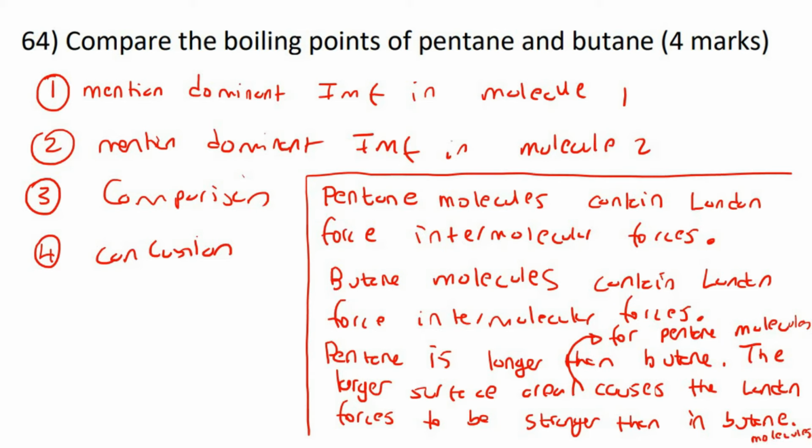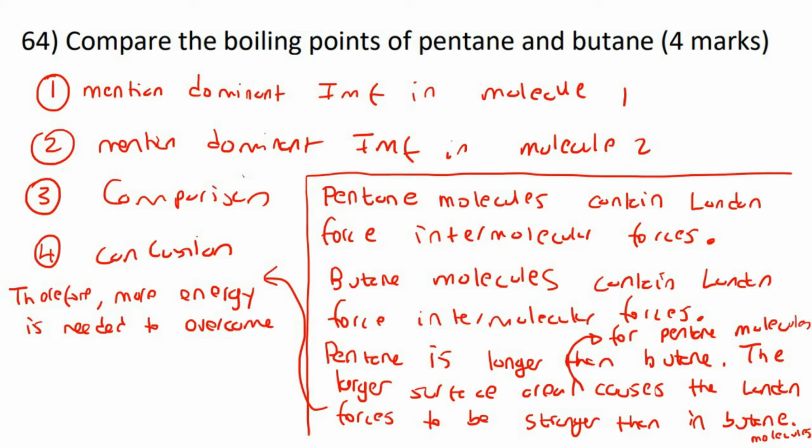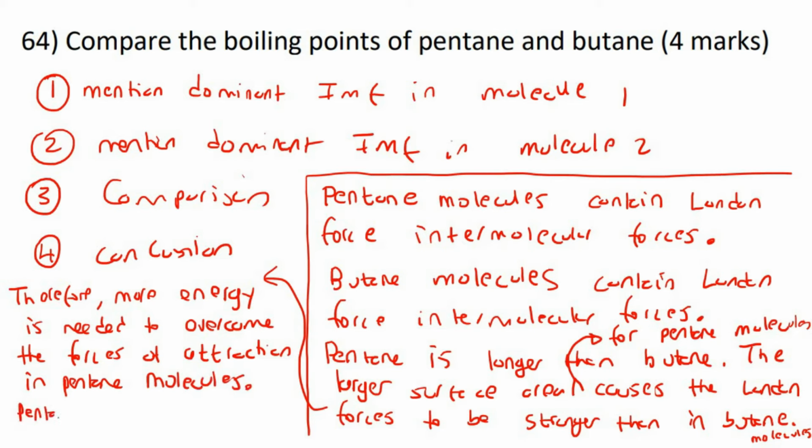Now, here's the part where we do the conclusion, okay? Sorry, I've run out of space, but the conclusion would be, therefore, more energy is needed to overcome the forces of attraction in pentane molecules. So we can say pentane has a higher boiling point. Okay, so I hope that all made sense.